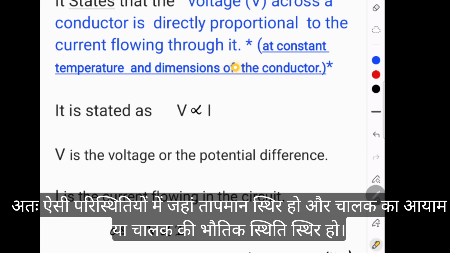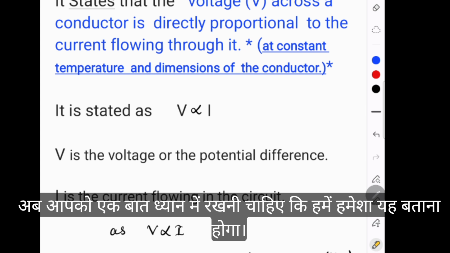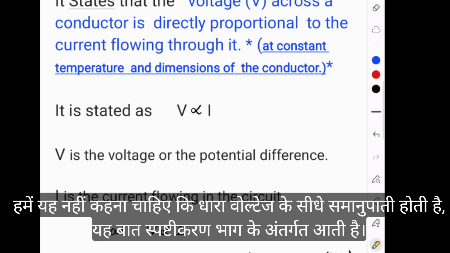So under such conditions, where the temperature is constant and the dimension of the conductor, or the physical conditions of the conductor, is constant, Ohm's law states that voltage across a conductor is directly proportional to the current flowing through it. Now one thing you should note is that we have to always state Ohm's law as voltage across a conductor is directly proportional to the current flowing through it. We should not say that current is directly proportional to the voltage. That comes under the explanation part.